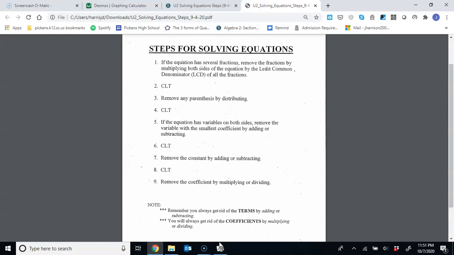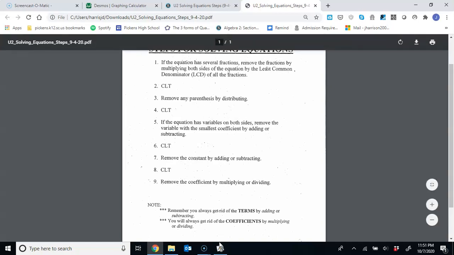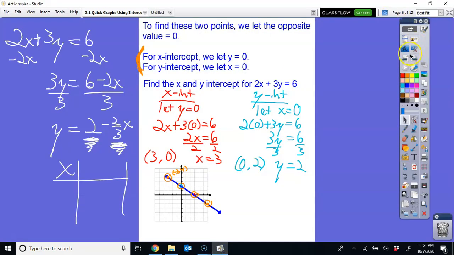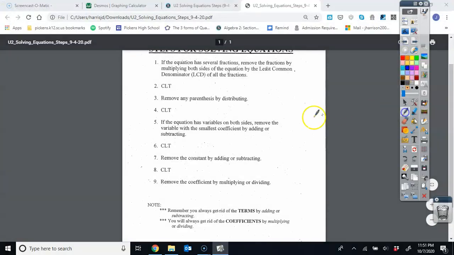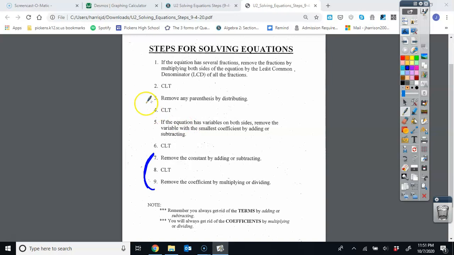That's fine with me. So when you are dealing with steps for solving equations, this CLT that you see everywhere here stands for collect like terms. Most of us, when we're solving equations, are pretty comfortable with steps 7, 8, and 9. What I mean by that is, if we have something like 2x plus 3 equals 9, and we have to remove the constant term by adding or subtracting, meaning we subtract 3 here, 9 minus 3 would be 6. Notice that's collecting like terms. That's what CLT stands for. Then step 9, we remove the coefficient by multiplying or dividing. We divide by 2, we divide by 2, and we get x is 3.